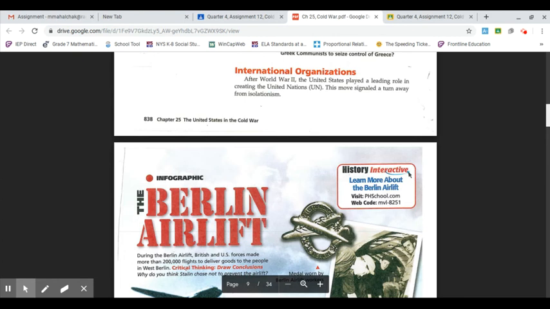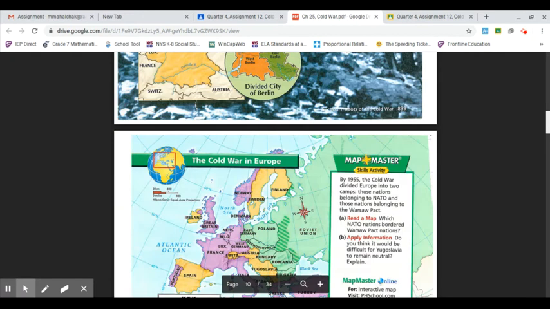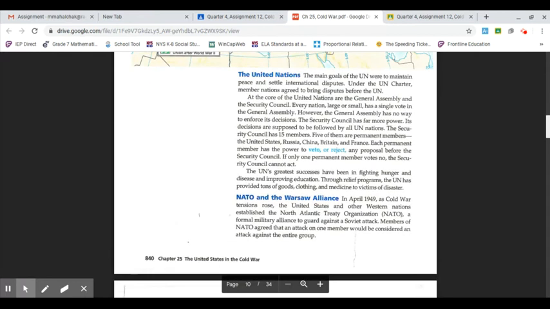International organizations. After World War II, the United States played a leading role in creating the United Nations, or the UN. This move signaled a turn away from isolationism. The United Nations. The main goals of the UN were to maintain peace and settle international disputes. Under the UN Charter, member nations agreed to bring disputes before the UN.